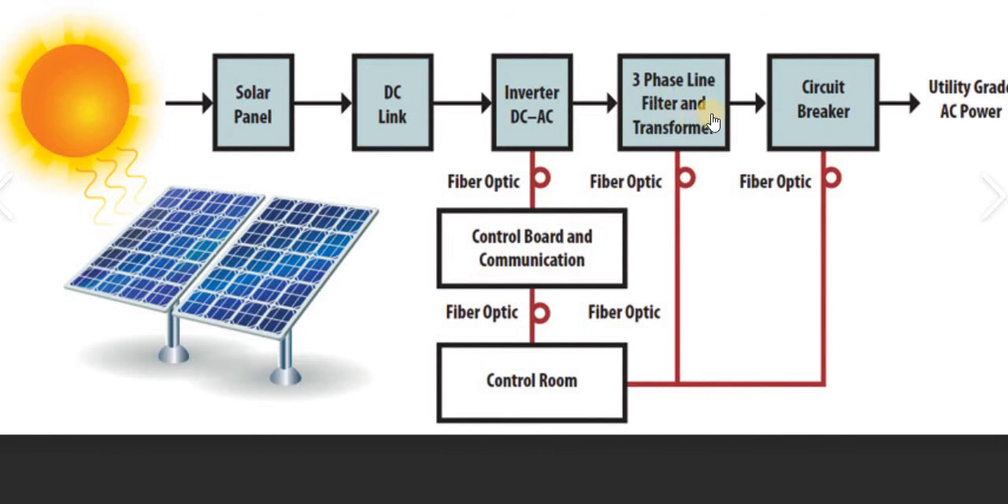Here the three-phase line filter and the transformer are attached, and then the circuit breaker, and utility grade AC power, meaning alternating current power, we can get. Here the control room is there, control board, communication port, and here the fiber optic is there, by which we can earn the energy. This figure also we have to draw if asked for 4 marks. Let's see the next question.